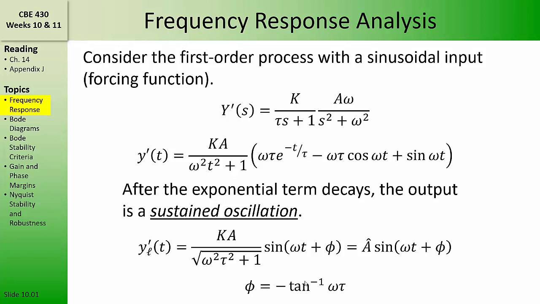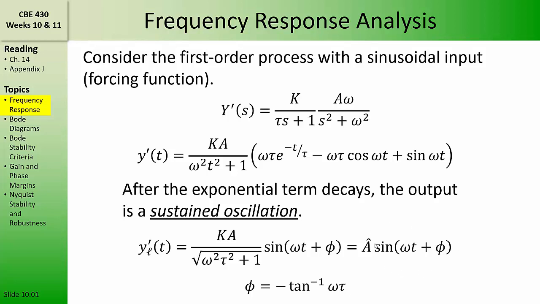This sustained oscillation is characterized by three parameters: an amplitude that we call A hat, a frequency that we call omega, and a phase angle that we call phi. The amplitude of this perturbation oscillation in the output variable is proportional to the gain of the transfer function and the amplitude of the sine input, divided by the square root of omega squared tau squared plus 1.